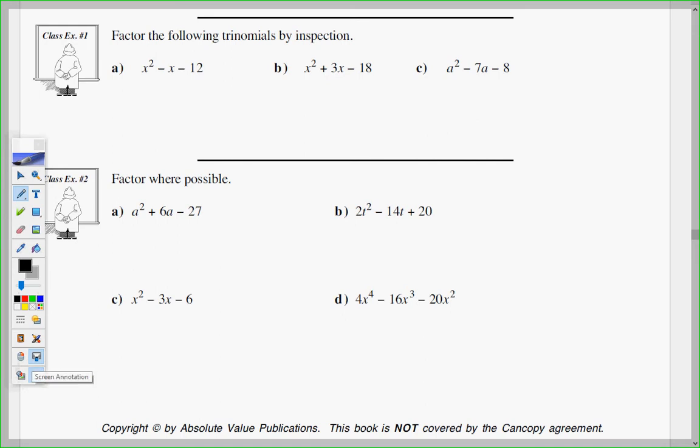Remember, we just did this one, right? This time it's a negative x, so it's a negative 1. So we're looking for multiples of negative 12 that get us negative 1. So that would be x minus 4, x plus 3. I'm getting that from knowing negative 4 times 3 is negative 12, and negative 4 plus 3 is negative 1, from the sum product.